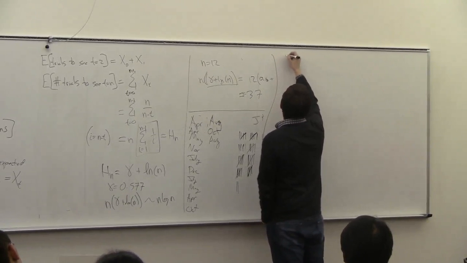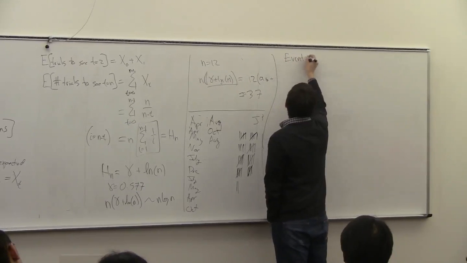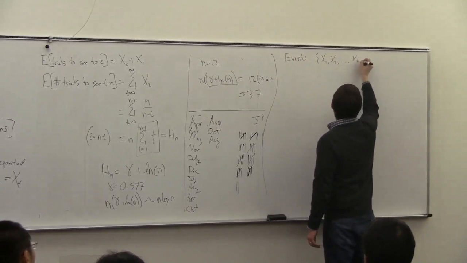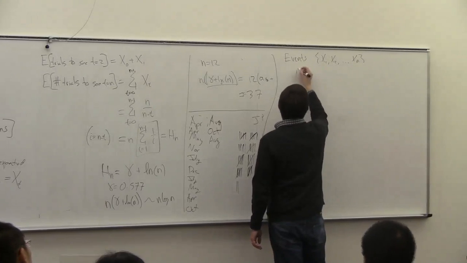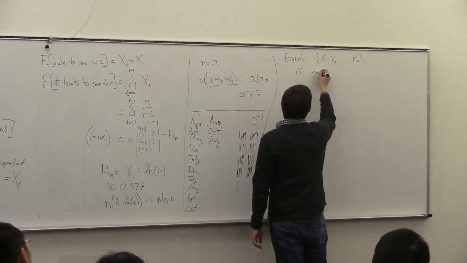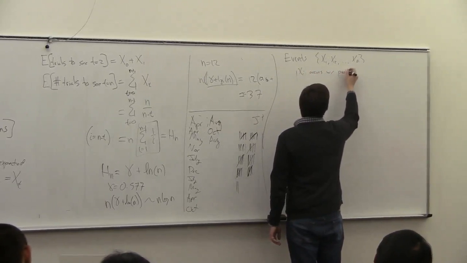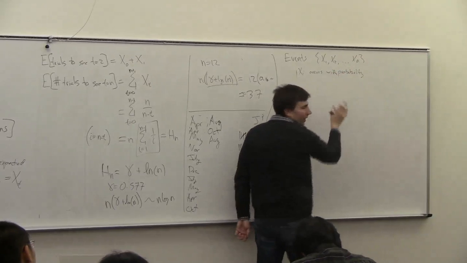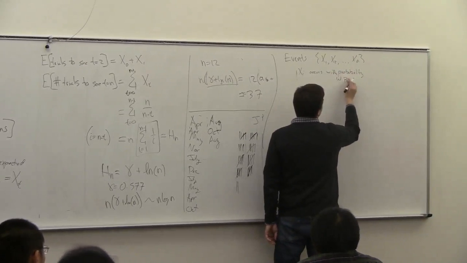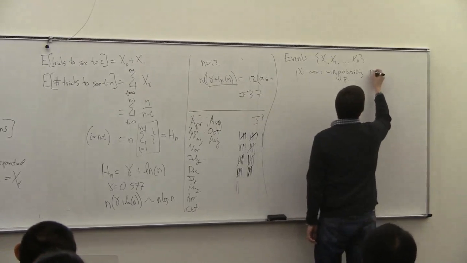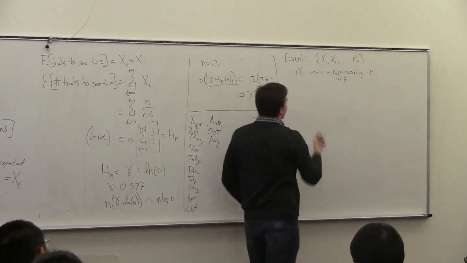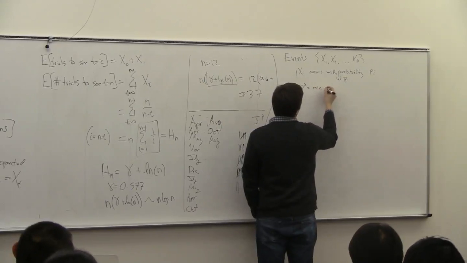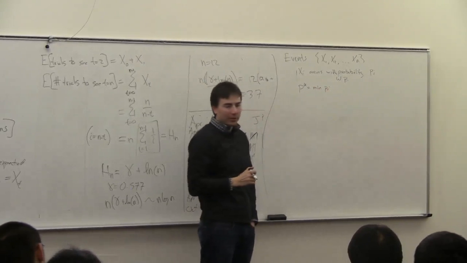So if you have some set of events, x_1 through x_n, and you say that x_i occurs with probability p_i. Sometimes when I write with probability, I'll use a shortcut, WP. So then let p star equal the minimum, min of the p_i, the minimum probability.